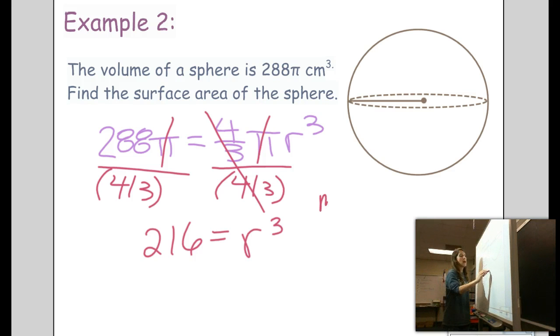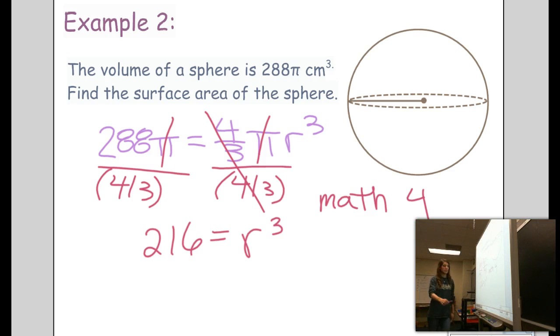So I want everyone to press math 4. Everyone press math 4. Then you put 216. It's 6. Very good. Can you show me math 4? Because you're going to need to know how to do this. That's called cube rooting. The radius is 6.